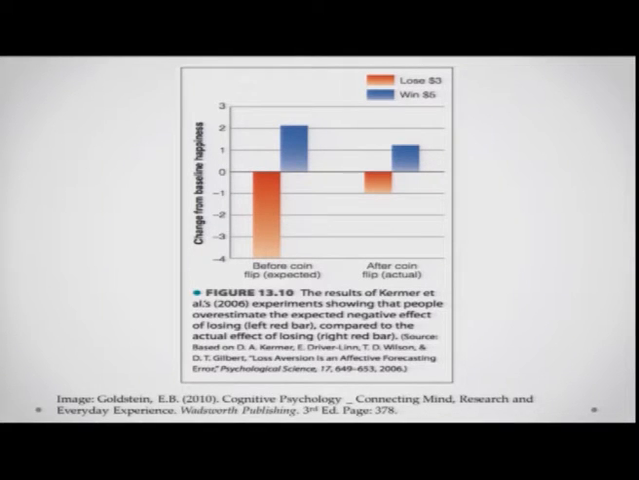So, you see there is a gap between expected emotions and actual emotions that are being felt, and one wonders how these kinds of things operate and affect our decision making. Certainly, we overestimate the cost of losing something, the cost of the negative outcome. We overestimate how bad we are going to feel.